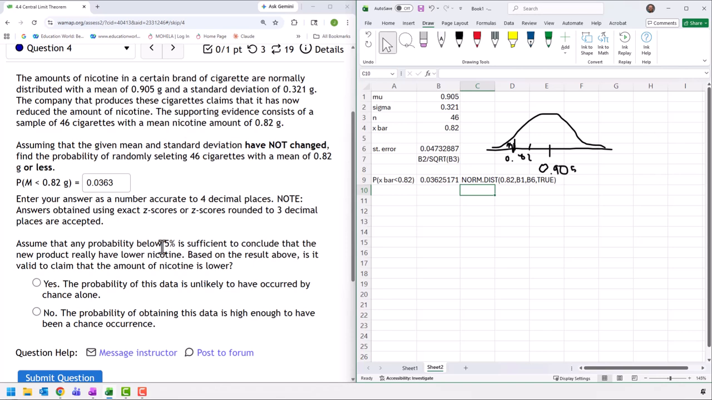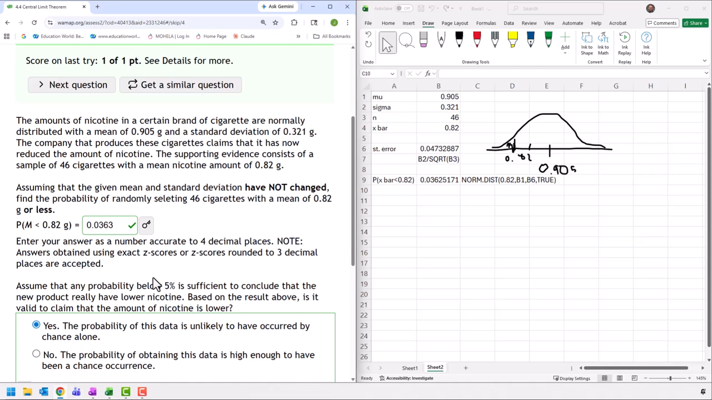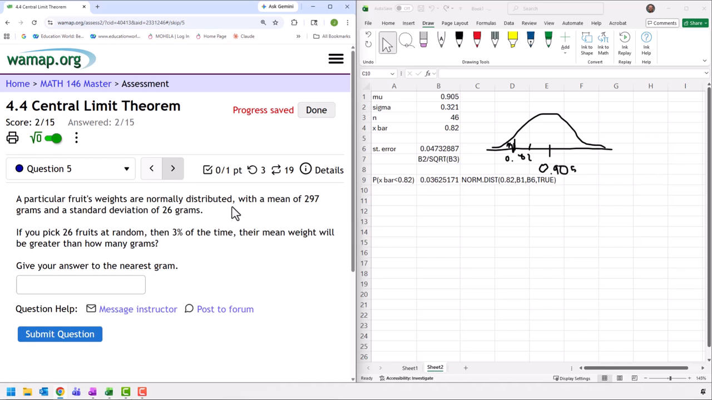Assume that any probability below 5% is sufficient to conclude that the new product really has lower nicotine. Based on the results above, is it valid to claim the amount of nicotine is lower? So we're below 5%, so it is. Okay, so there's one more example worked out.